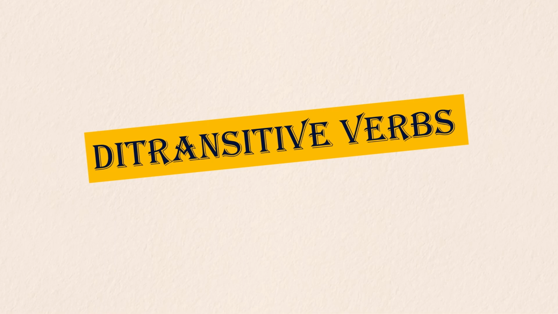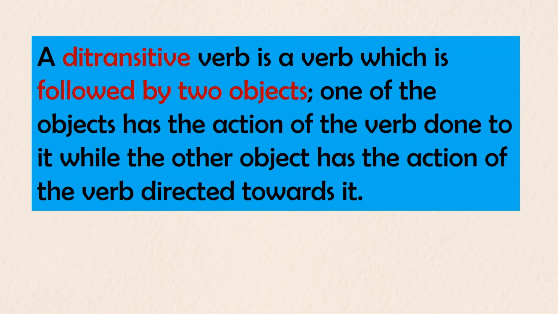Ditransitive verbs. A ditransitive verb is a verb which is followed by two objects. One of the objects has the action of the verb done to it, while the other object has the action of the verb directed towards it.